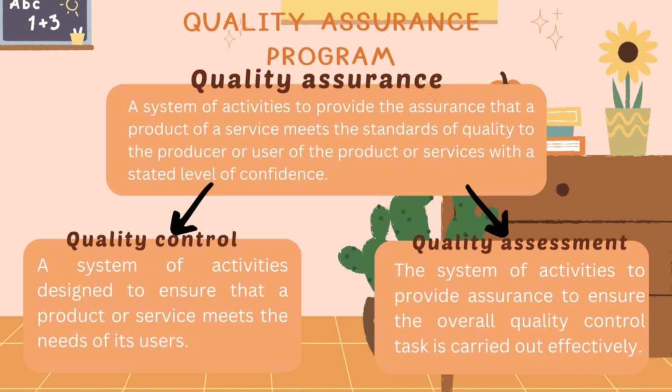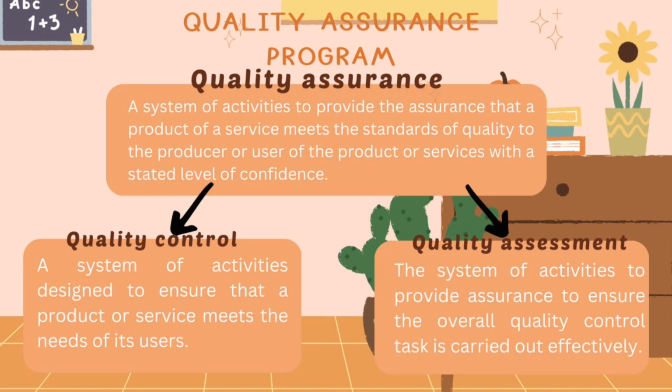Quality assurance consists of two related activities, which are quality control and quality assessment. Both need to be operational and coordinated. Quality assurance is a system of activities to provide the assurance that a product or a service meets the standards of quality to the producer or user of the product or service with a stated level of confidence.